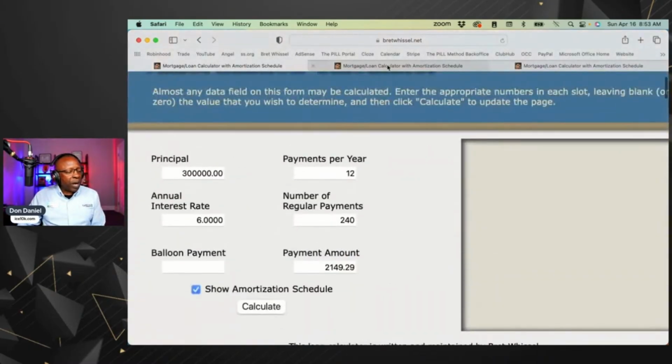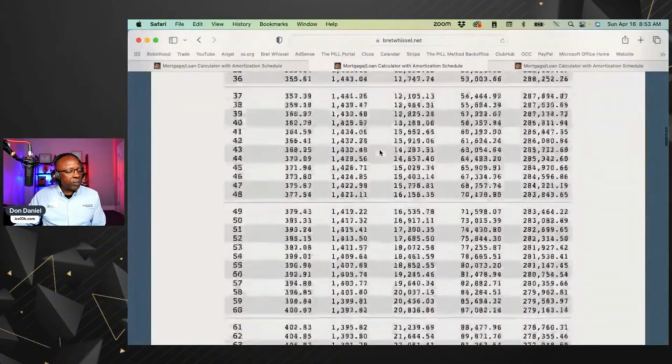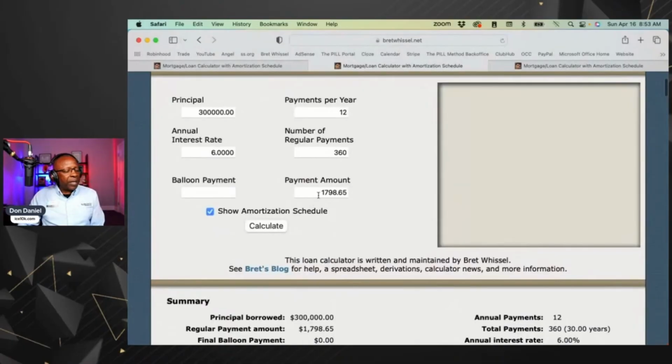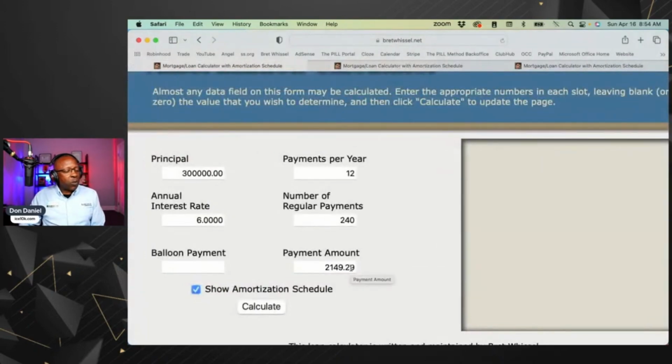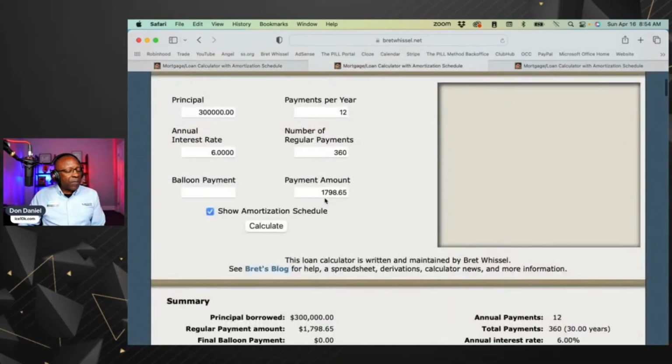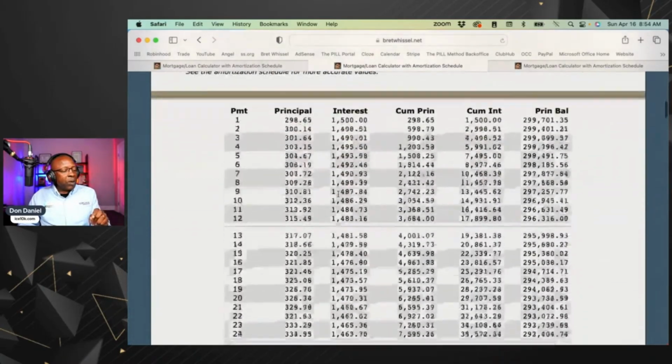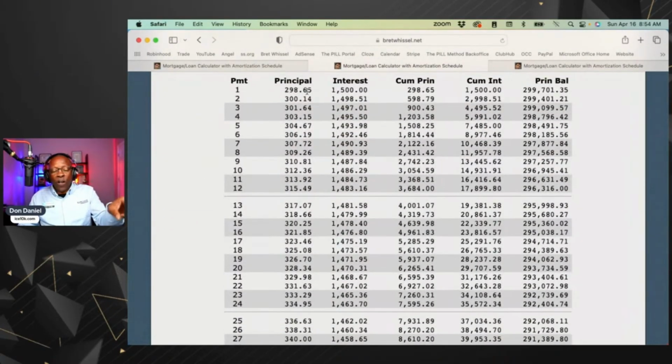Now, I'm going to put up a 30-year loan. Watch this. On a 30-year loan, my payment is $1,798.65. Look at that. From $2,149.29 to $1,798.65. So my payment is already less on a 30-year loan. Now, take a look at the very first payment on this one. $298.65 goes to principal on this loan, but look at the interest payment. It is exactly the same, $1,500. We just went from 20 to 30 with the exact same first interest payment.